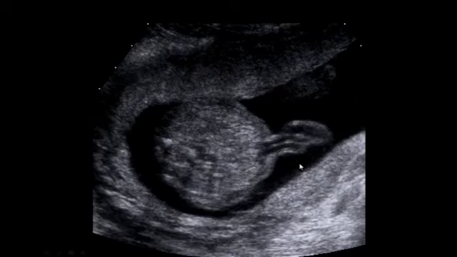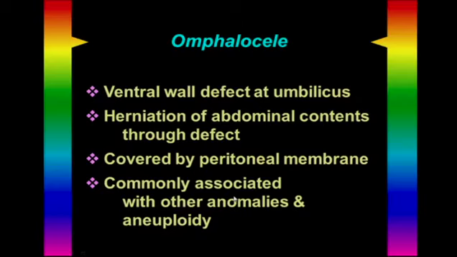So normally on a transverse view of the abdomen at the cord insertion, we should see the umbilical cord passing into the fetal abdomen and the rest of the abdominal wall intact. An omphalocele is a ventral wall defect at the umbilicus. This defect allows abdominal contents to herniate into the base of the umbilical cord. This defect is covered by a peritoneal membrane, so it has a rounded contour.